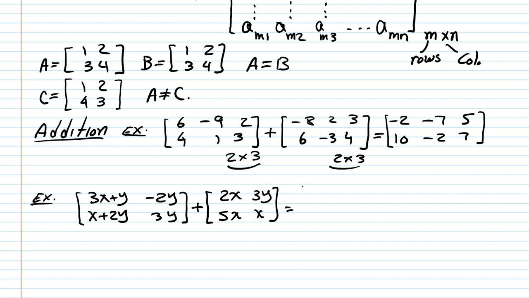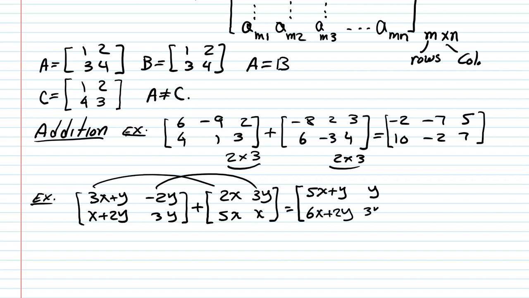Now, if I add corresponding elements in the same position, then I'm going to get 3x and 2x. That would be 5x plus y. And then the other one is just negative 2y plus 3y is just y. Bottom, 5x and x makes 6x plus 2y. And the second row, second column element, 3y plus x, or x plus 3y, however you write it. And there we have this.